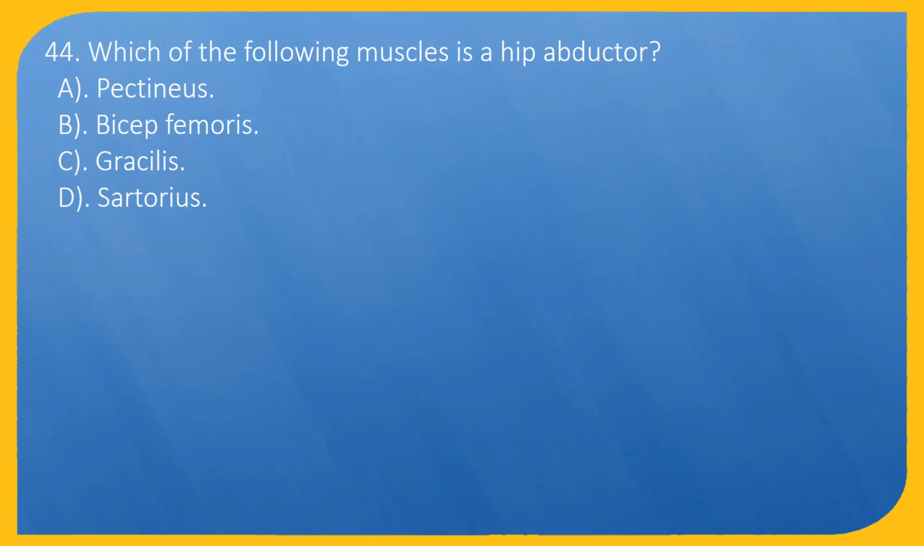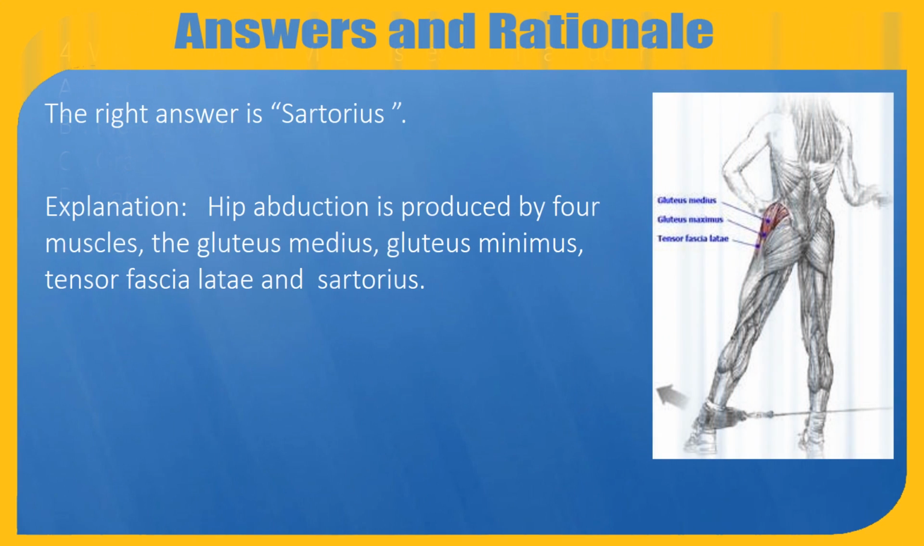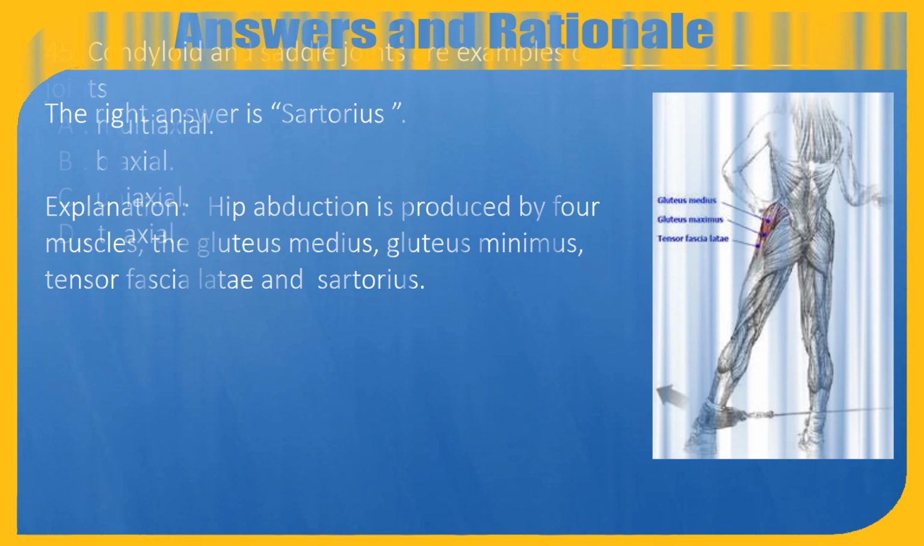Question 44. Which of the following muscles is a hip abductor? A. Pectinis. B. Biceps femoris. C. Gracilis. D. Sartorius. The right answer is Sartorius. Explanation: hip abduction is produced by four muscles, the gluteus medius, gluteus minimus, tensor fasciae latae and sartorius.